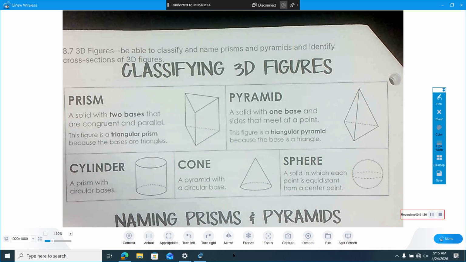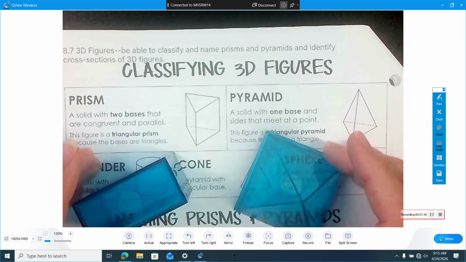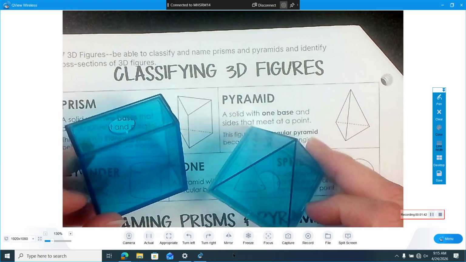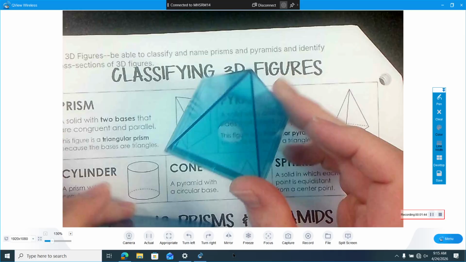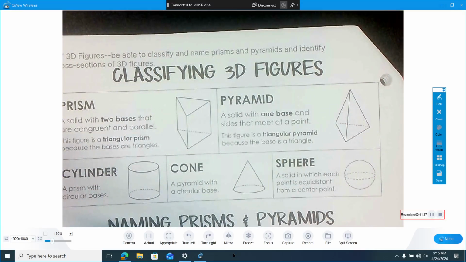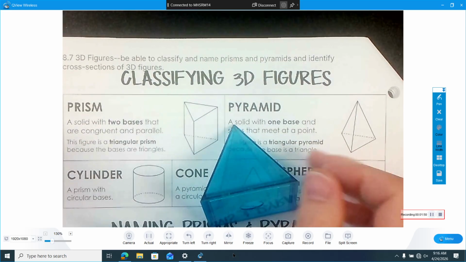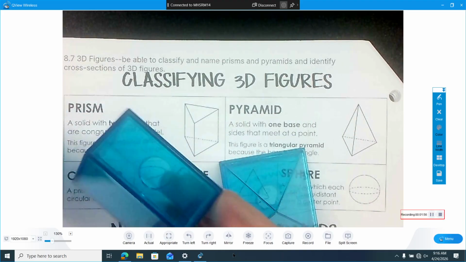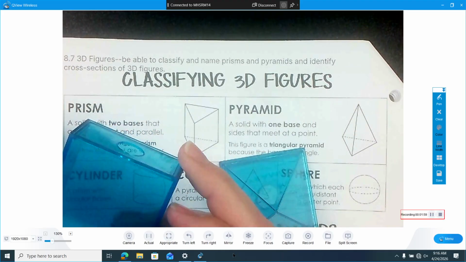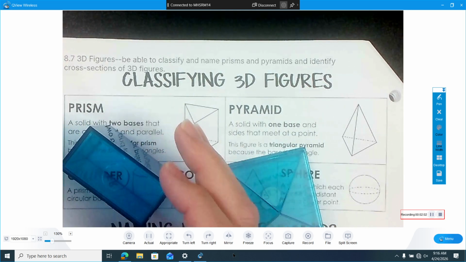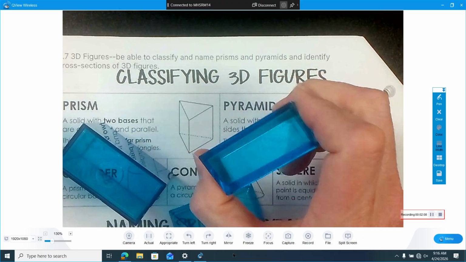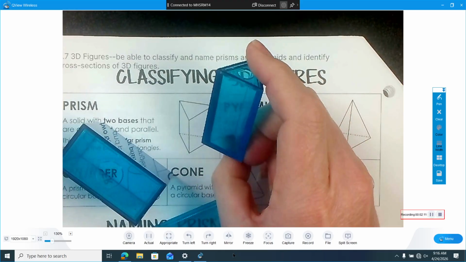The harder ones to identify are prisms versus pyramids. What I have here, this one is pretty easy to identify. Which one is this? Pyramid. Okay, they're very easy to identify. So that is the pyramid. And then what is this one going to be called? It's a rectangular prism, yeah. But sometimes it's a little harder to tell. What's this one? This is also a prism.